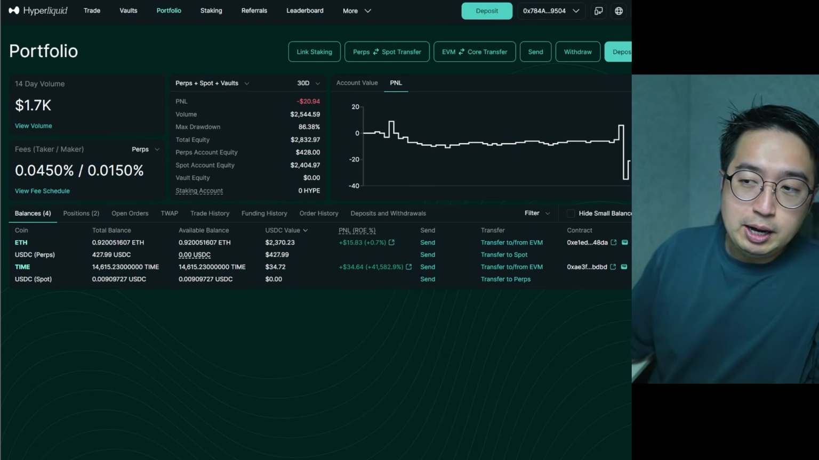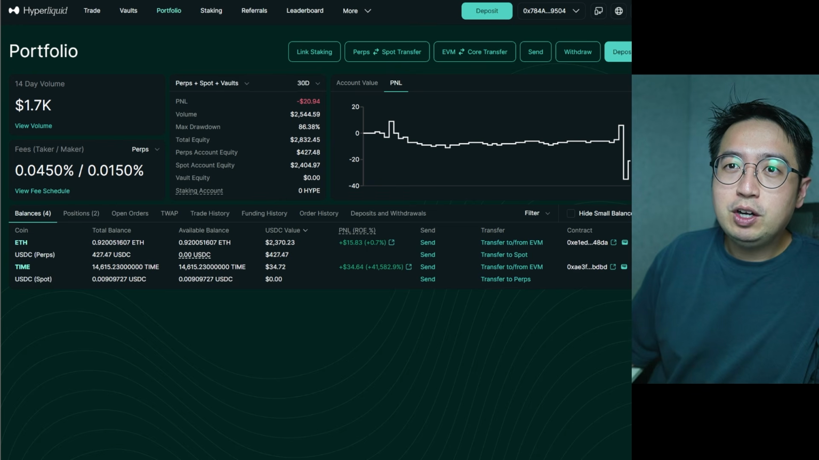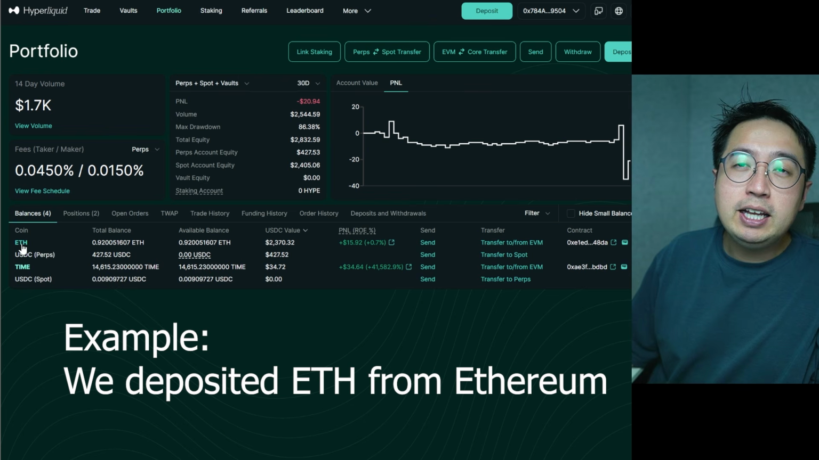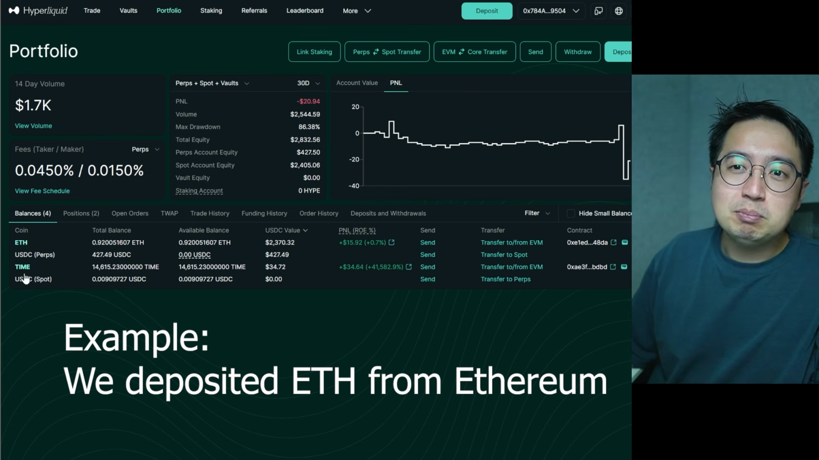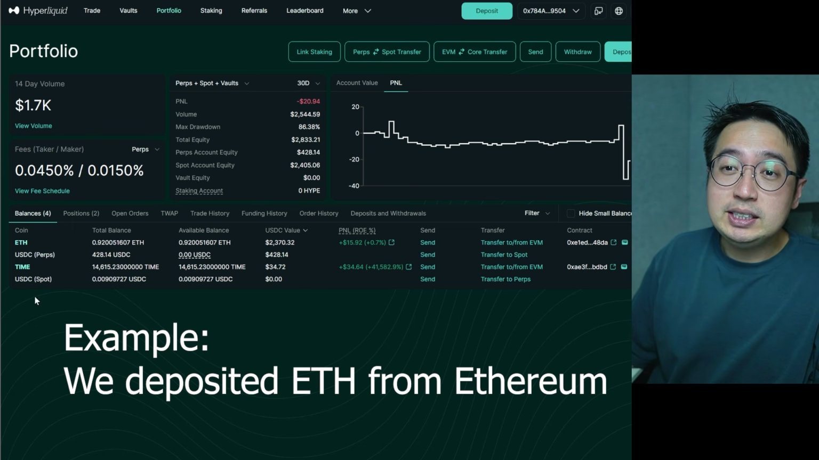How to trade on Hyperliquid. So we are in our portfolio here. It shows our balances, and if we want to trade something, we can click on the coin name. So we have ETH, USDC, Time, which I'm not recommending, and USDC. So there are two USDCs, which means we have a balance on both the perp side and the spot side.